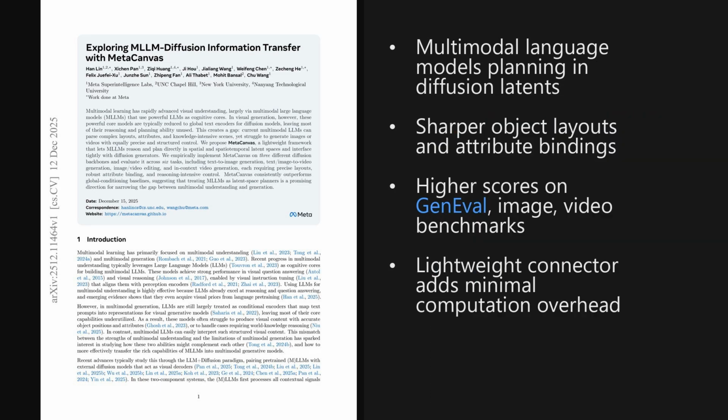I'm Alex. Today we're looking at a paper trending on X, published on December 12, 2025, about 5 days ago. It introduces MetaCanvas, a lightweight interface that lets powerful multimodal large language models directly plan in the hidden space of diffusion models. And in tests, it reaches about 0.86 on the general eval benchmark, compared with about 0.84 for strong text-only baselines. The paper is titled, Exploring MLLM Diffusion Information Transfer with MetaCanvas. And as we will see later, the results are really promising for more precise and controllable image and video generation.